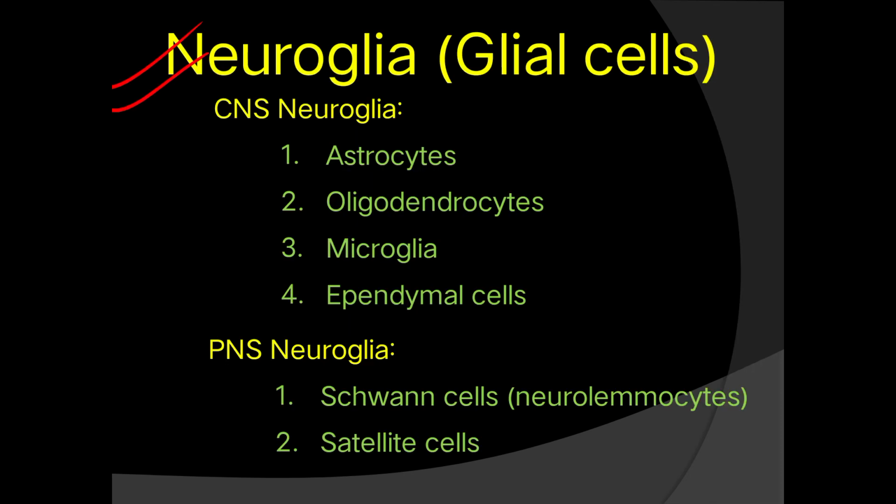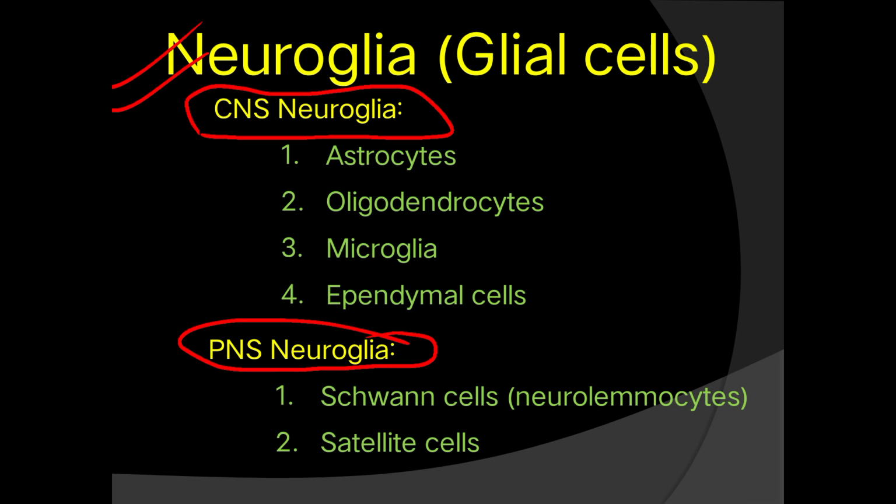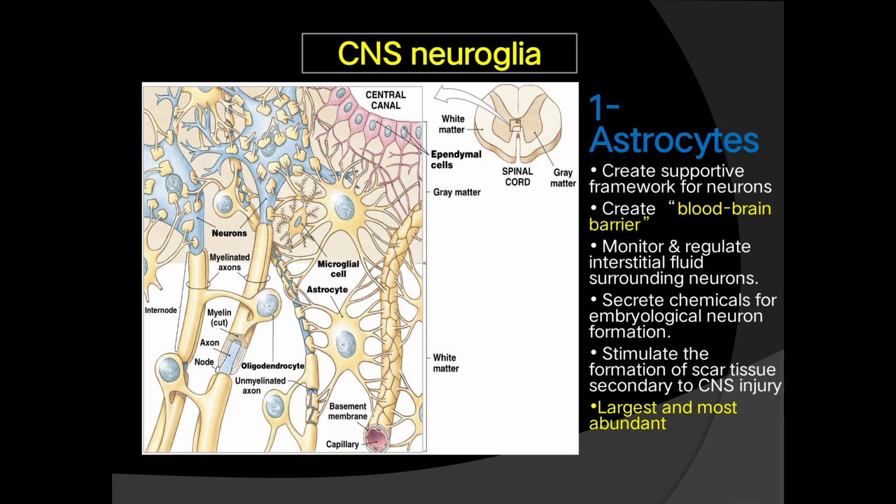Now neuroglia. Neuroglia are another type of cells, and there are two types accordingly: central nervous system neuroglia and peripheral nervous system neuroglia. In the central nervous system, the glial cells are astrocytes, oligodendrocytes, which form the sheath we have seen, microglia, and ependymal cells. Then in the peripheral nervous system, Schwann cells or neurolemmocytes and satellite cells are there. Here the central nervous system neuroglia are visible, with the ependymal cells, in a section of the spinal cord.